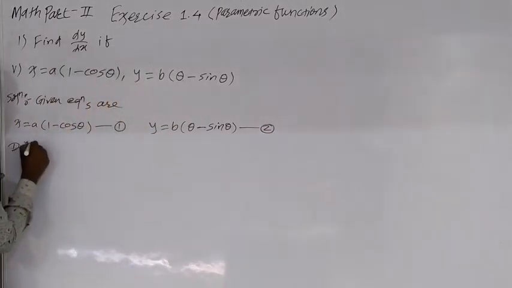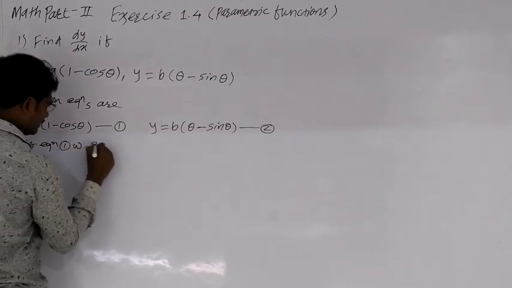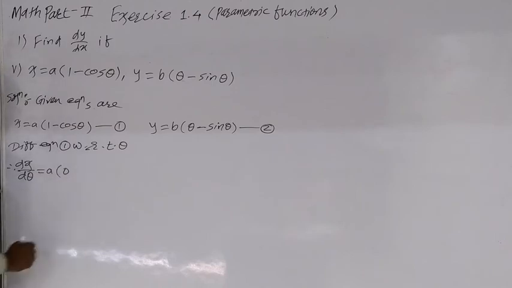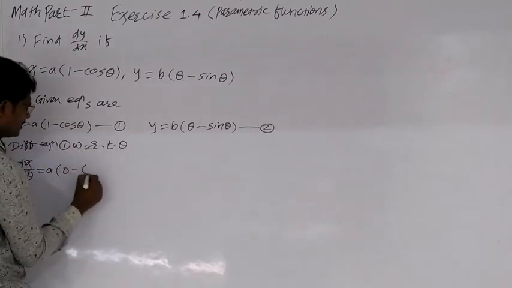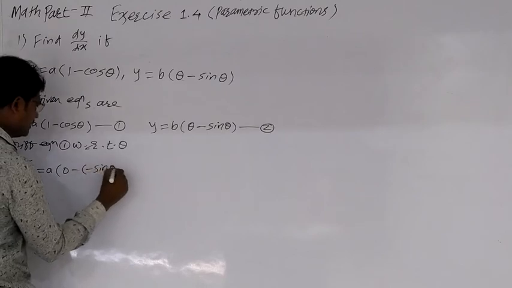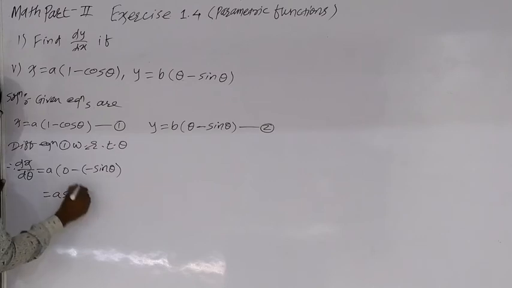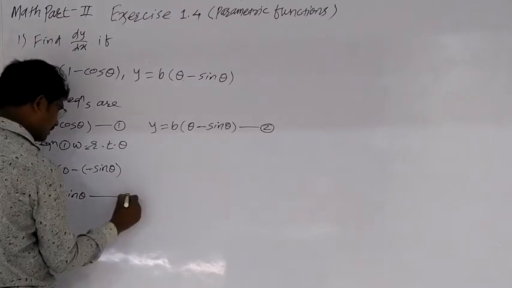Now differentiate equation first with respect to theta. We get dx upon d theta is equal to a into derivative of constant 1 is 0 minus derivative of cos theta is minus sin theta. So we can write a sin theta, since minus into minus is plus, dx upon d theta, equation number third.